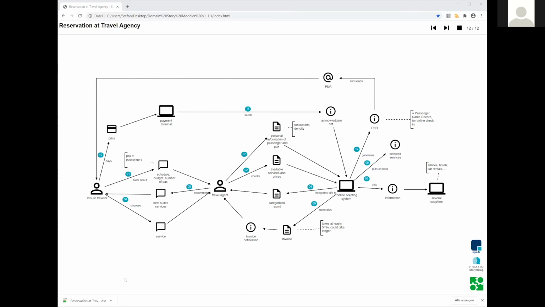So in domain storytelling, we distinguish several kinds of icons. We have actors, for example, a leisure traveler, the travel agent, but also IT systems like the online ticketing system. They are the active parts of the story. They do something, they are active, hence the actors. And then we have the passive parts. We call them work objects. For example, we have a report here or an invoice.